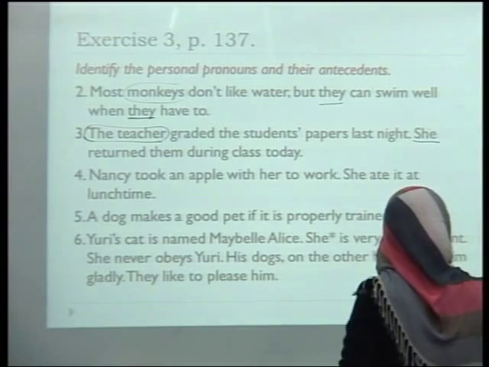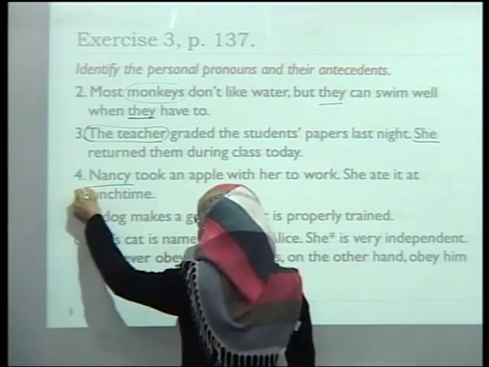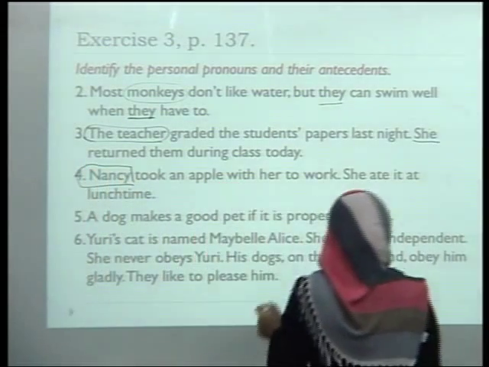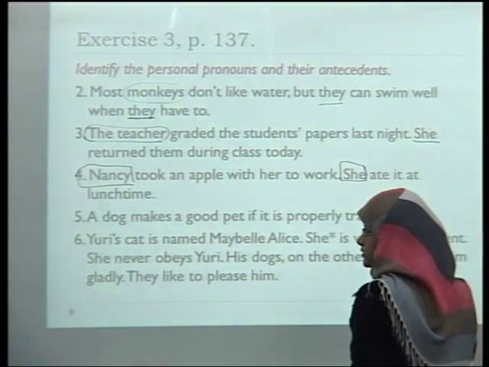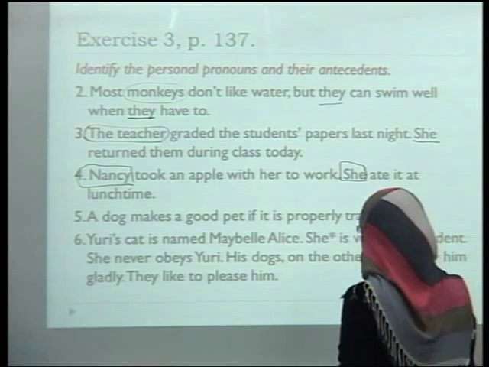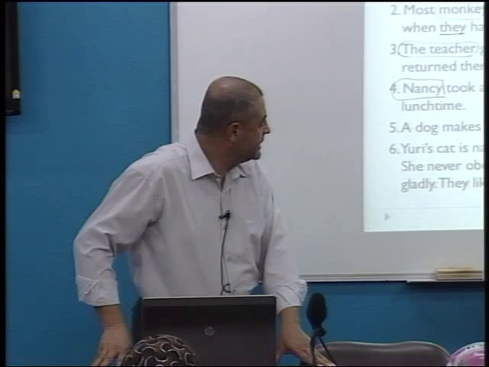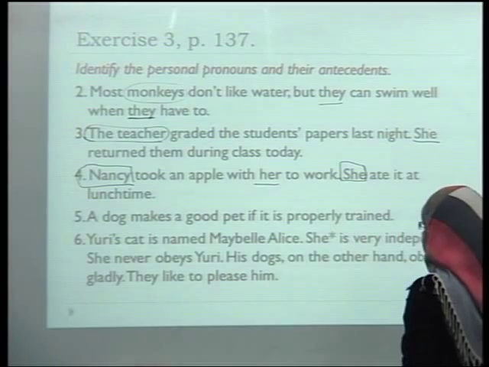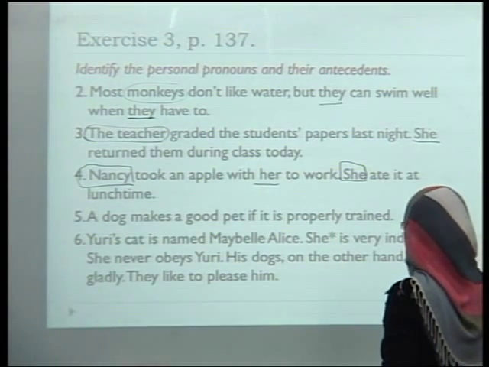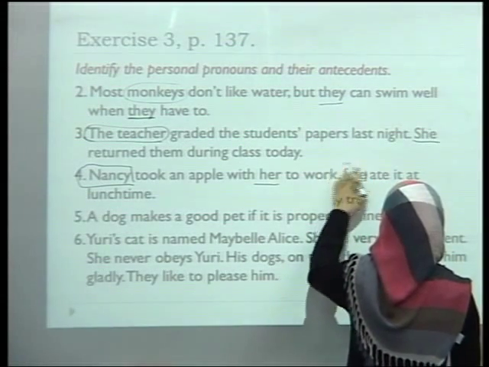Nancy took an apple with her to work. She ate it at lunchtime. Nancy is the antecedent. Okay. And she is the pronoun. Just a minute. Look at the first sentence. Nancy took an apple with her. Okay. This is the pronoun, right? It refers to Nancy. And she? She ate. She, is it a pronoun or antecedent? A pronoun. So underline it. We circle the antecedent. Thank you.